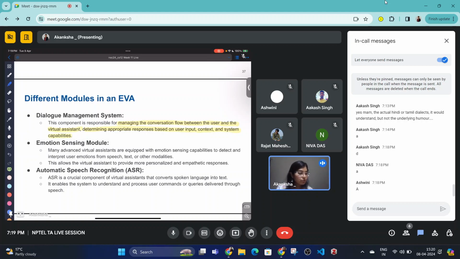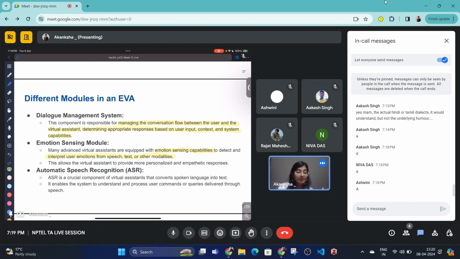Then comes the emotion sensing module. If the virtual assistant is emotionally aware, then it is equipped with emotion sensing capabilities to detect and interpret user emotions in addition to just the speech part. So this is also a part: the emotion sensing module.